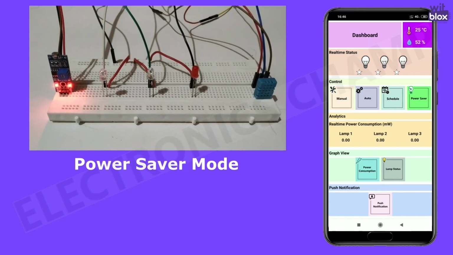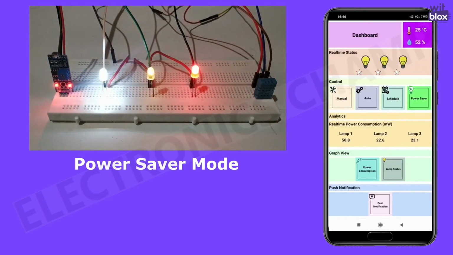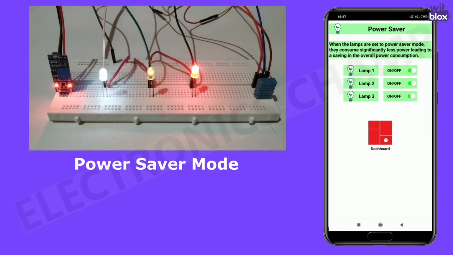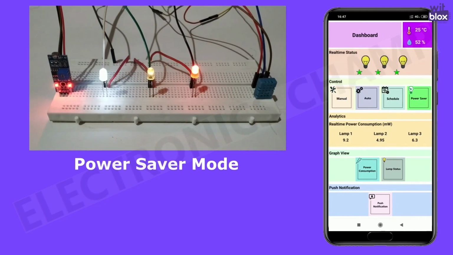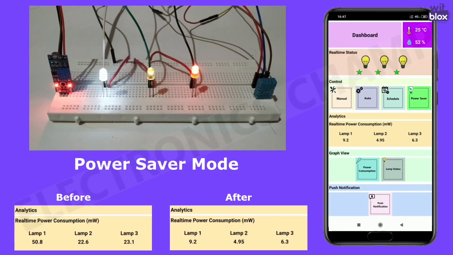Let's turn on the lamps using any of the three modes. The lamps are now consuming maximum power. When the power saver mode is enabled, the lamps continue to glow but consume significantly less power. Observe the real-time status and analytics section.